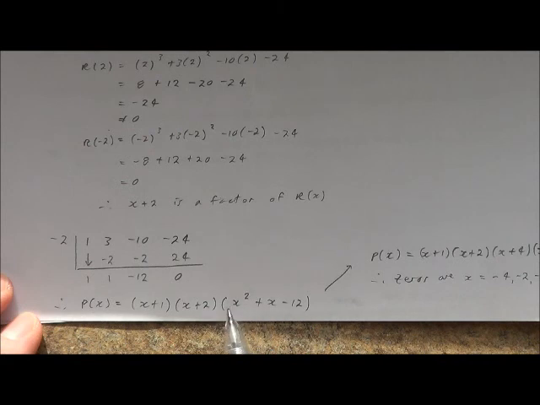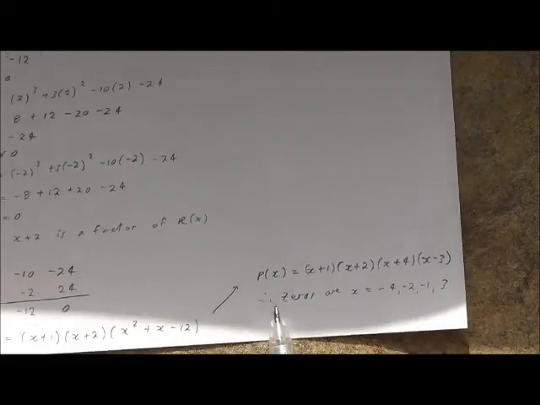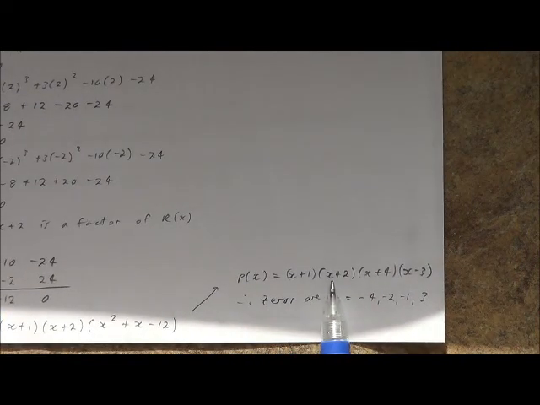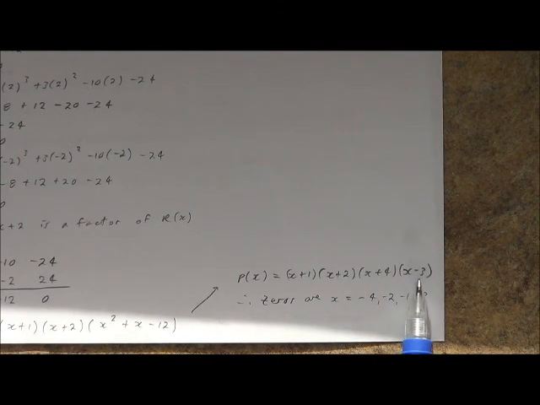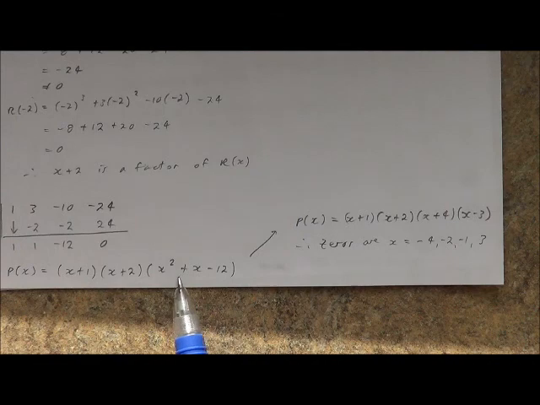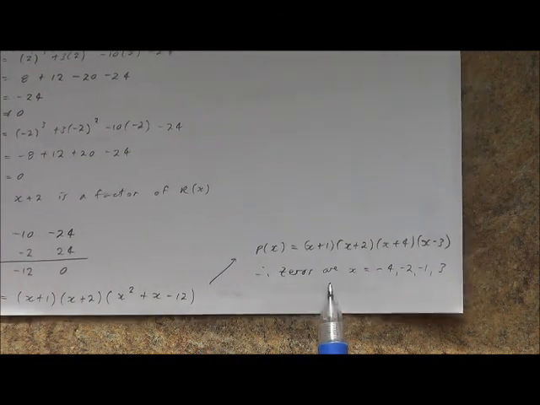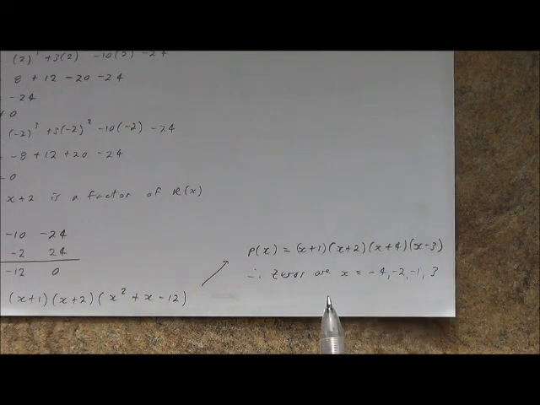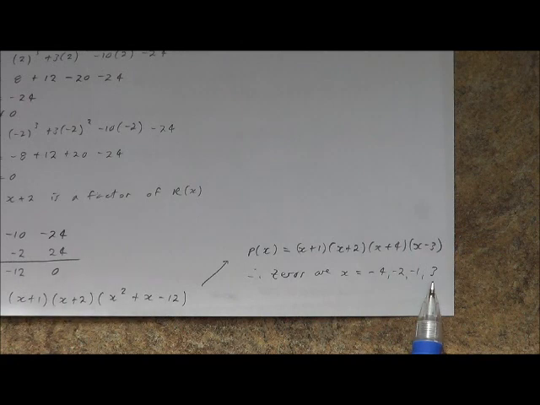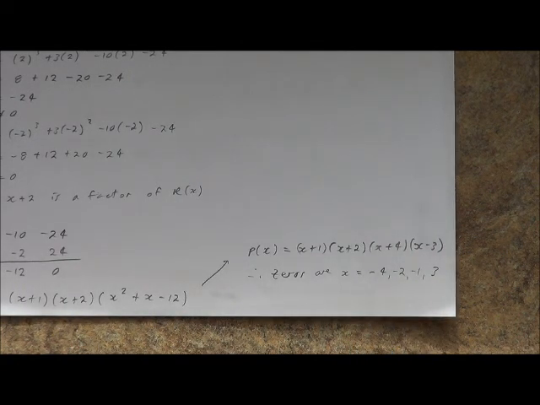Then we just have to factor this, which then gives us x plus 1, x plus 2, x plus 4, x minus 3. So the x plus 4, x minus 3 are the factors of x squared plus x minus 12. And from all these factors, we get the zeros, which are negative 4, negative 2, negative 1, and 3. So once we get those zeros, then we have a chance to graph or sketch the graph accurately.